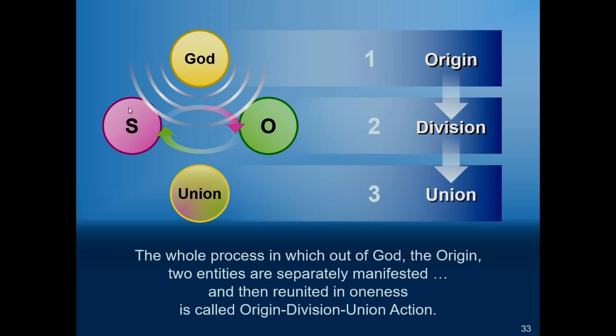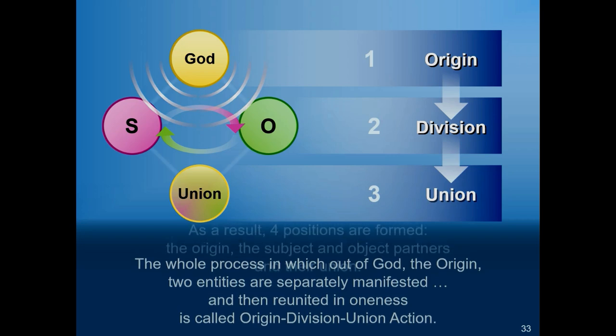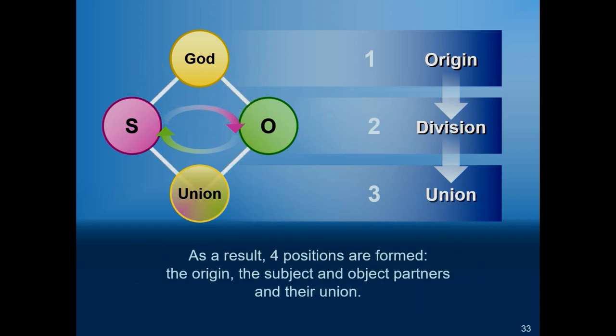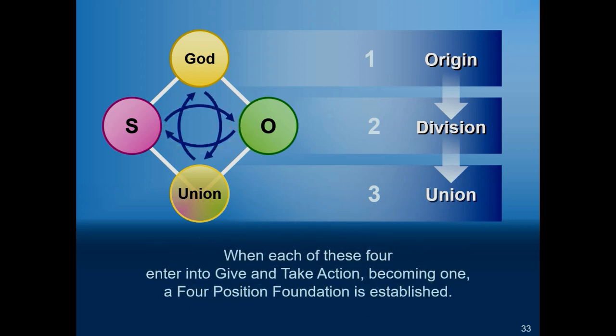And God is the origin. The subject and object is a division of the God of the origin, and third is the union. Again, the union of the subject and object creates something new. We call it union. So this is how God is creating everything. As a result, four positions are formed: the origin, the subject and object partners, and their union. When each of these four enter into give and take action, becoming one, a four position foundation is established.